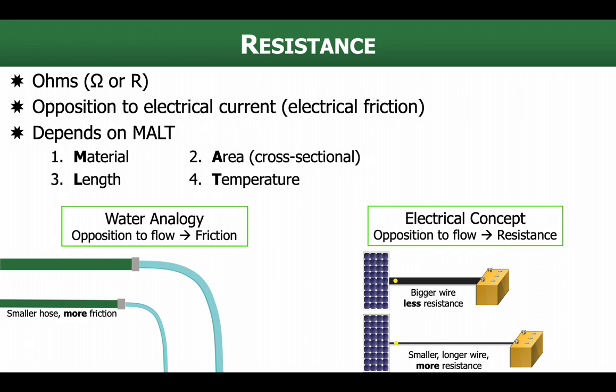The electrical concept, the opposition to flow, is resistance. In this case, we've got our PV module connected to a battery on the right there. We're charging the battery. We've got a bigger wire, and it's shorter. We're going to have less resistance as opposed to the smaller, longer wire on the bottom, right? Remember, material, length, area, temperature. If everything else is equal in these two scenarios, the one on the top with the bigger, shorter wire, there's going to be less overall resistance to the flow of current.